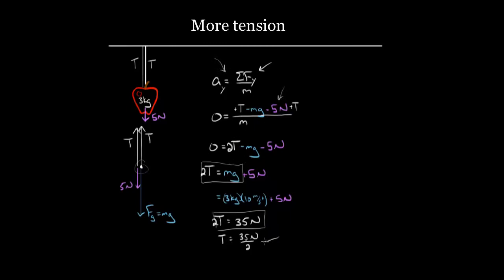And if this is confusing, why is it 35 over 2? It kind of makes sense. The total downward force is 35 newtons because this is 30 newtons of weight here. We've got 35 newtons downward. The total upward force has to be 35. And if these strings are attached at the same point, they're both going to bear the same amount of weight. They have to total up to 35. So you just get 35 over 2 for each of them because they each bear half the weight.